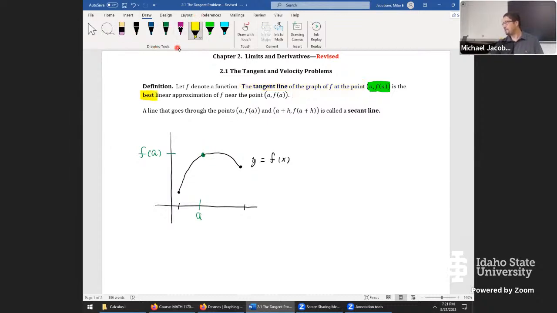Now let's focus on this part. It says it's going to be the best linear approximation. So we're drawing a line near the point a, f of a. So we want a line to represent this curve as best as it's feasibly possible. Sounds like a hard ask, but we can try. So let me zoom in here a bit and give that a try. Any questions first so far in the diagram?